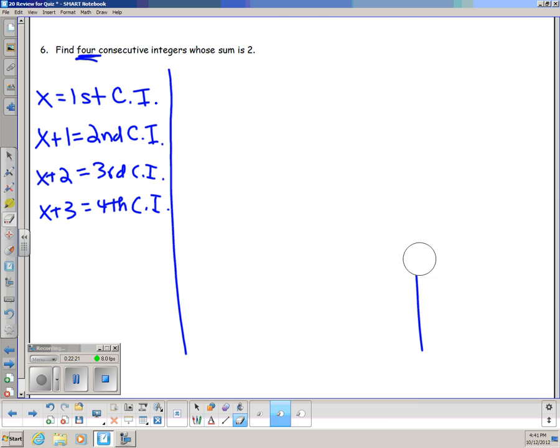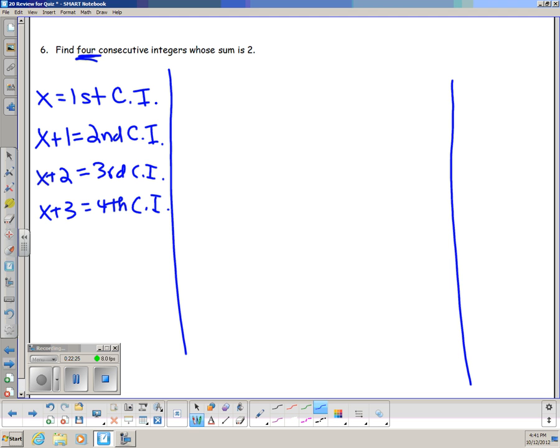I'm going to make this column a little wider here. So I'm going to add up these 4. That's what the sum means, to add up to 2. So I'm going to write equals 2, and I'm going to add these 4 things. So I have x plus x plus 1 plus x plus 2 plus x plus 3. Those are my 4 consecutive integers being added up. And now I combine my like terms and solve.